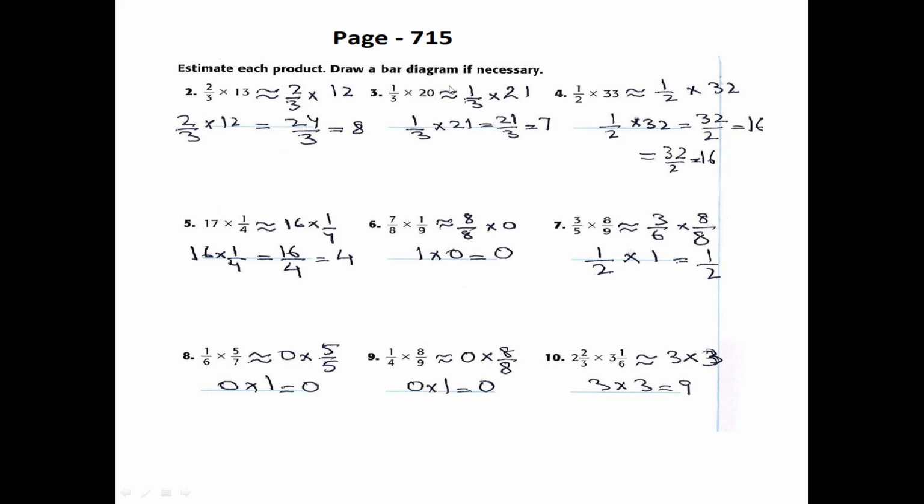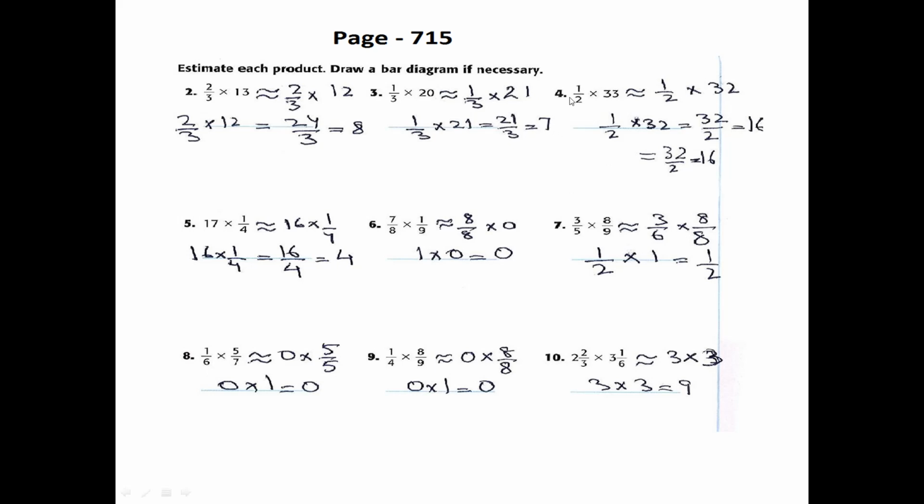Next is number 3, that is 1 upon 3 multiplied by 20. Now with the curved line we show you the estimation. 1 upon 3 multiplied by 21. 20 will change into 21. We change it by ourselves so that we can read the table of 3 and get 21. Now 1 upon 3 multiplied by 21, you will get 21 divided by 3. If you read the table of 3, you will get 3 times 7 is 21. So 21 divided by 3 is 7.